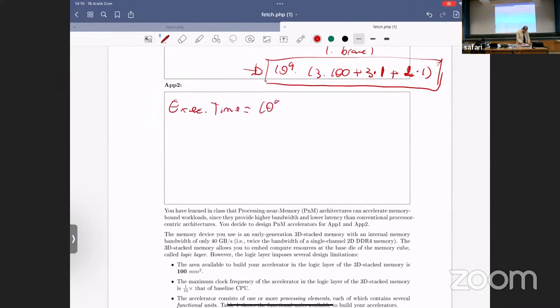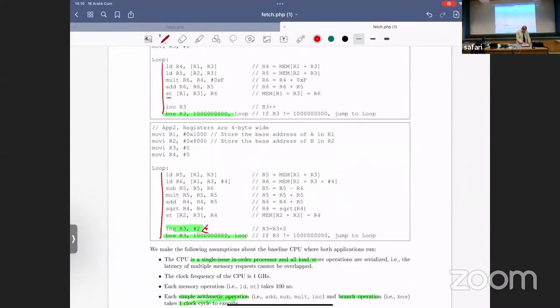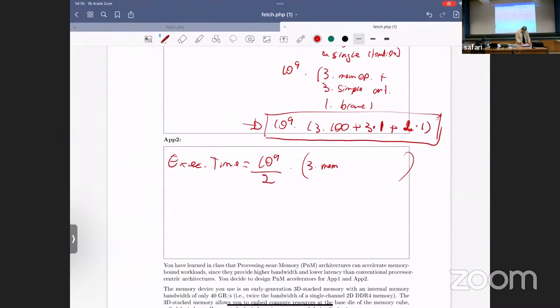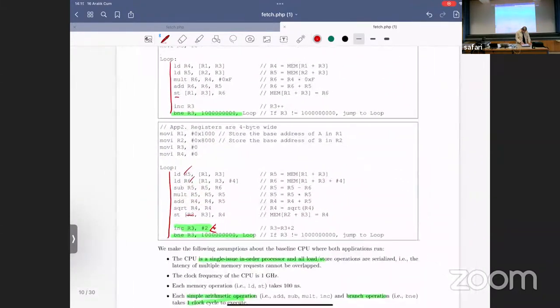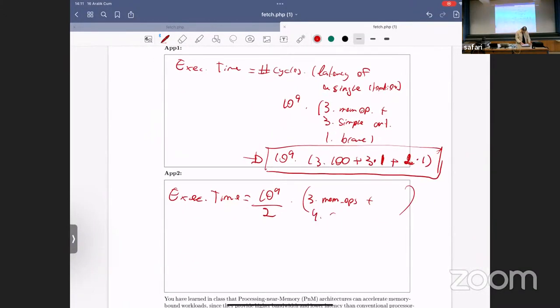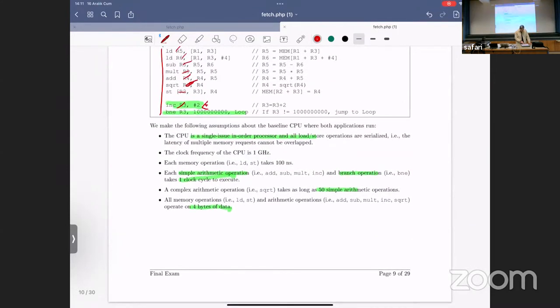It's going to execute half of 1 billion times. And then again, you multiply by the latency of a single iteration. So here we have 1, 2, where is this store? 3, multiply, so here, 3 memory operations, plus 1, 2, 3, 4 simple arithmetic operations, plus 1 complex operation, this is the square, and this says that it takes 50 simple operations, which is 1 cycle, so it's 50 cycles.